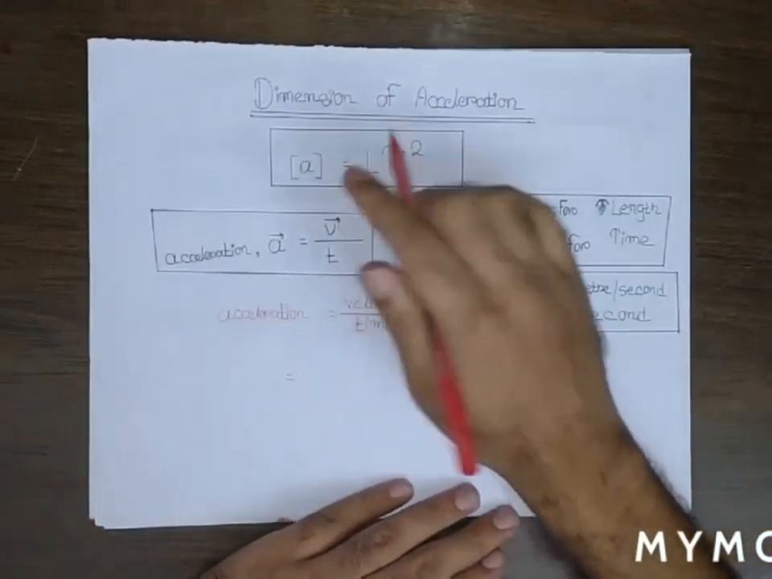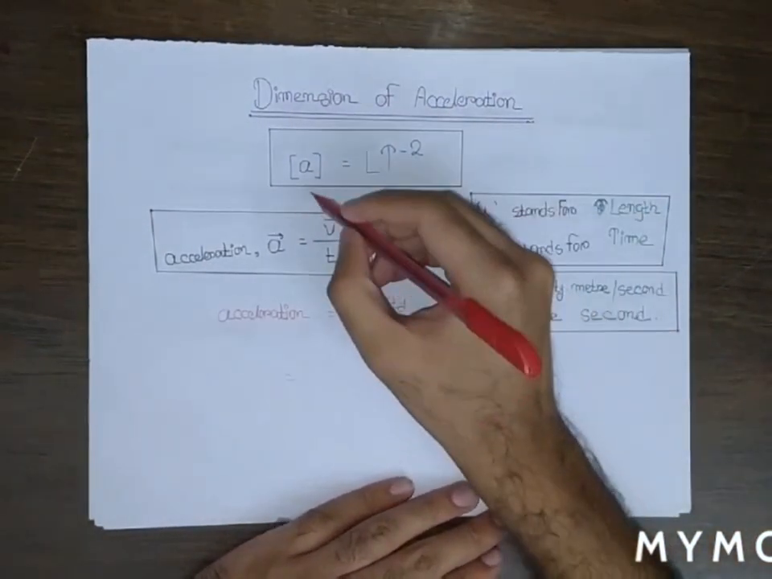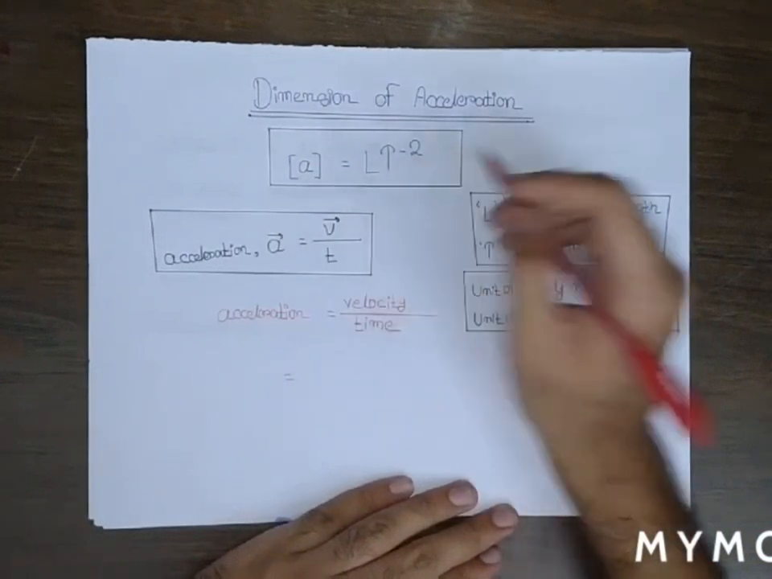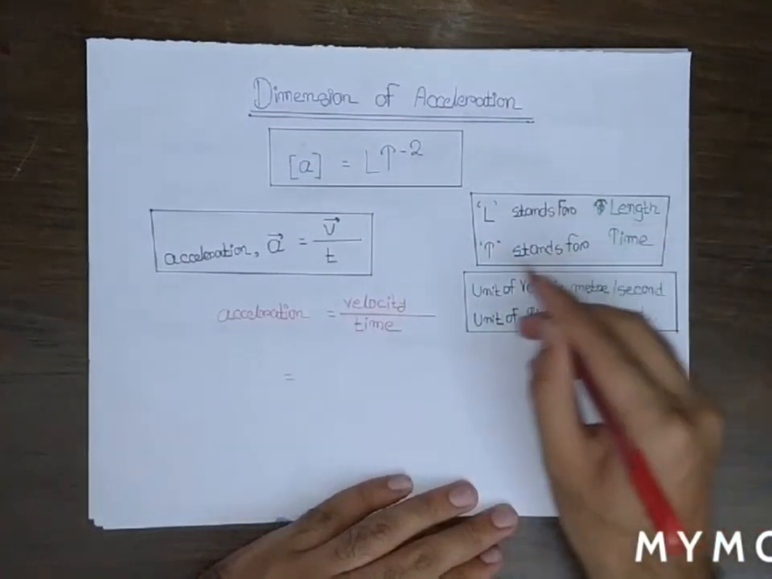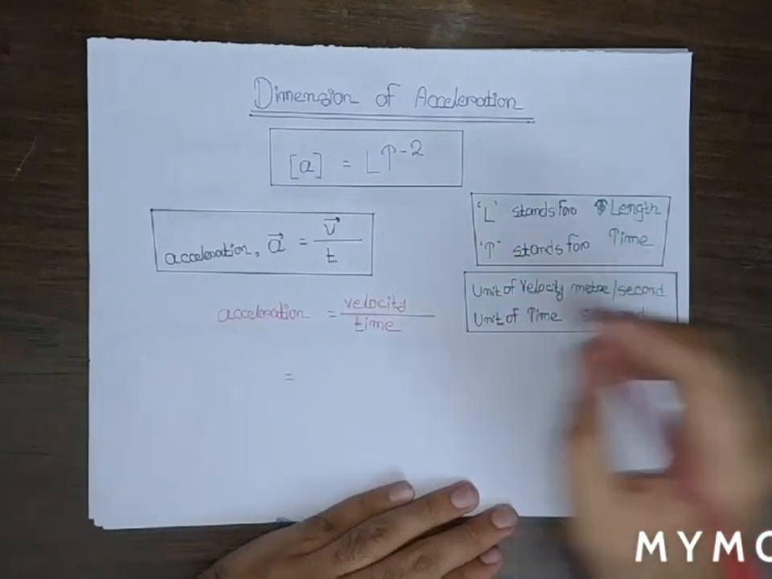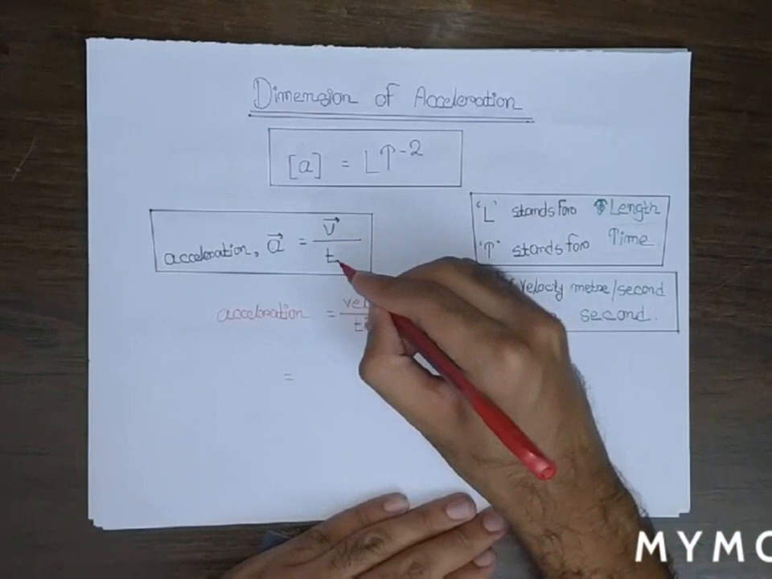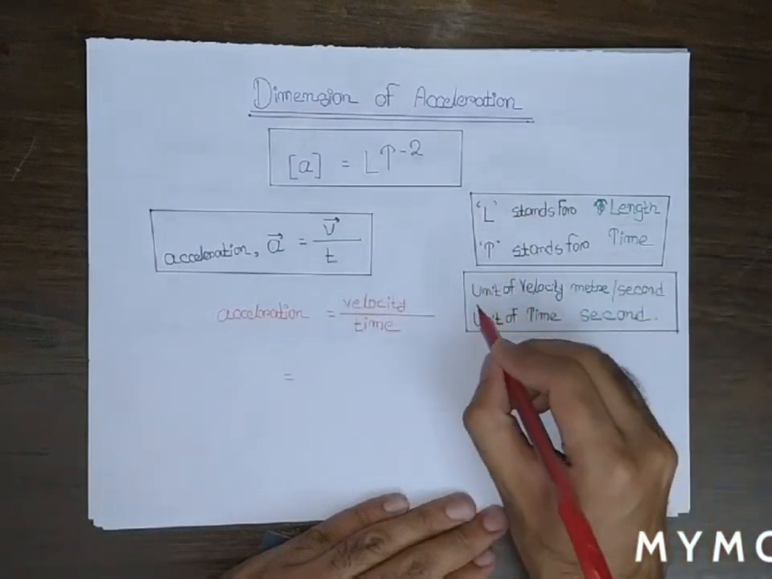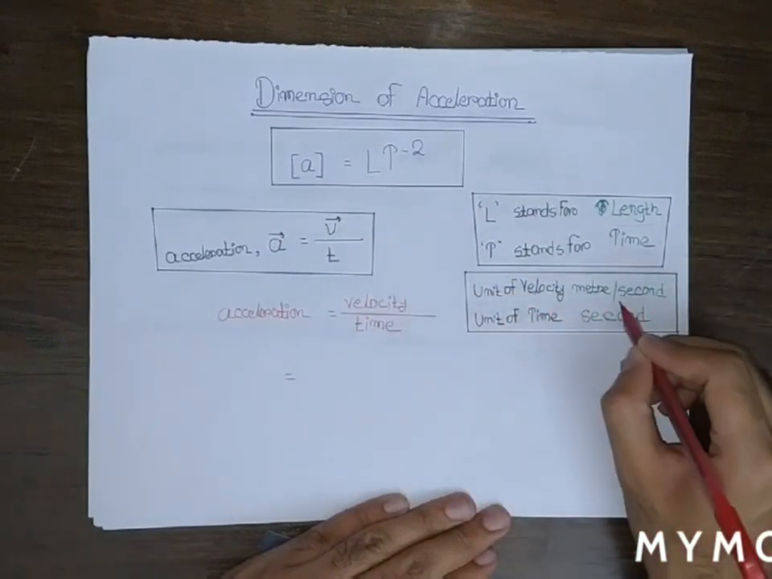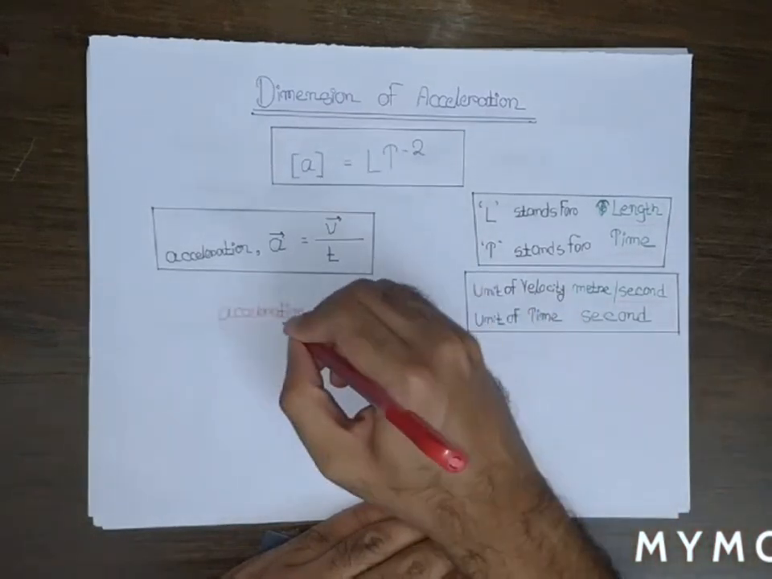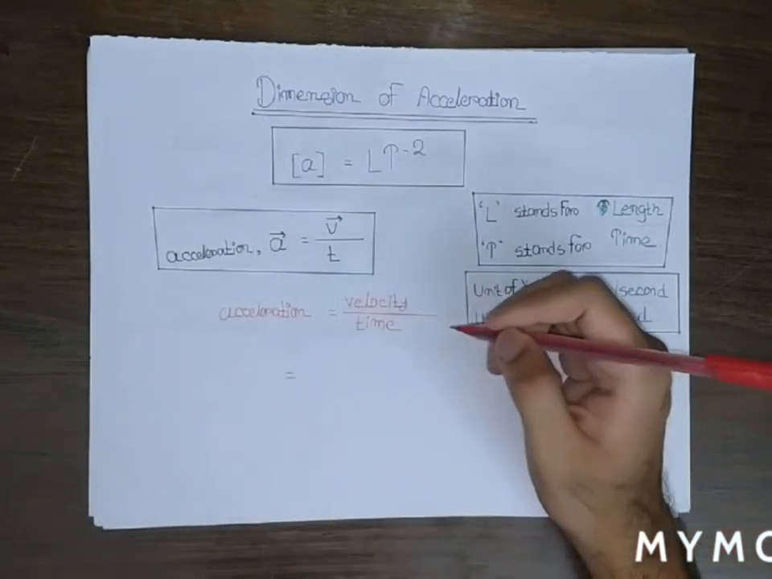Now, dimension of acceleration. Here I have written L T inverse 2. L stands for length and T stands for time. Acceleration A, it's a vector, equals to velocity divided by time. Now, unit of velocity is meter per second and unit of time is second. So acceleration equals to velocity divided by time.